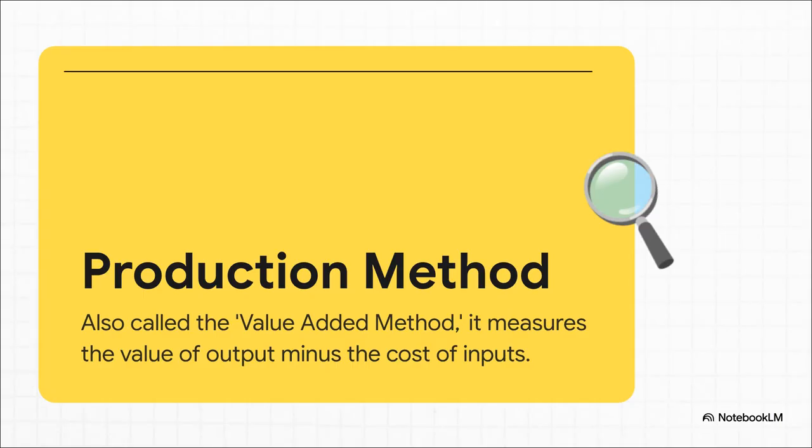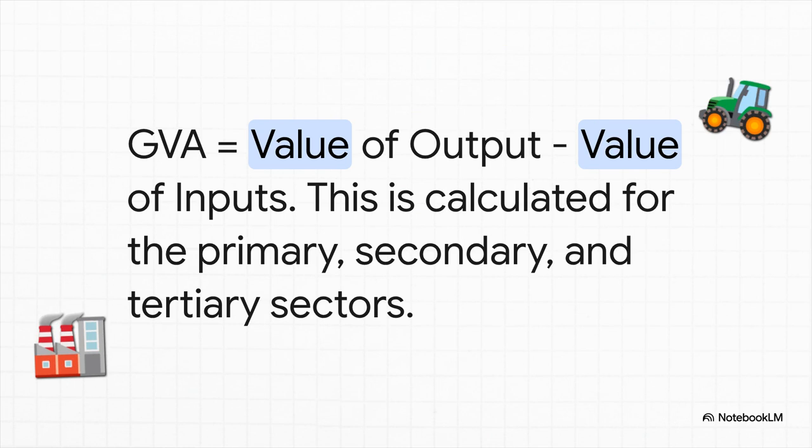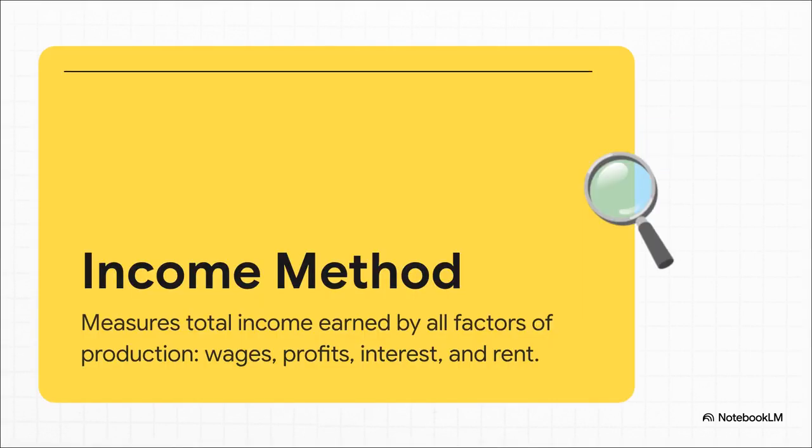All right, our second path is the production method. So instead of tracking what's being spent, this method looks at what's being made. It measures the value that's created at every single step of the production process, which is why it's also called the value-added method. The calculation is actually pretty straightforward. You take the final value of something, say a brand new car, and you subtract the value of all the parts that went into it, like the steel and the tires. You do this across every sector, from farming to factories to services, and that gives you what's called the gross value added, or GVA.